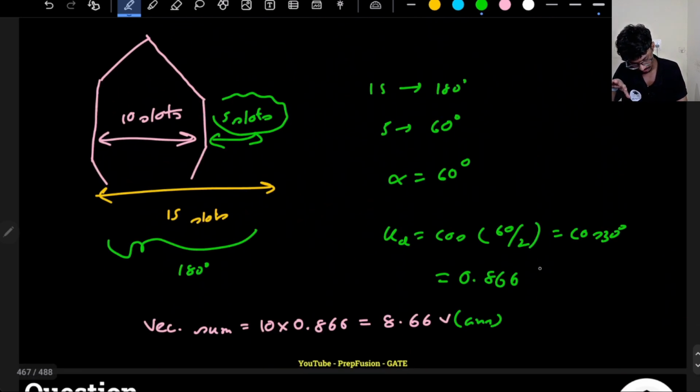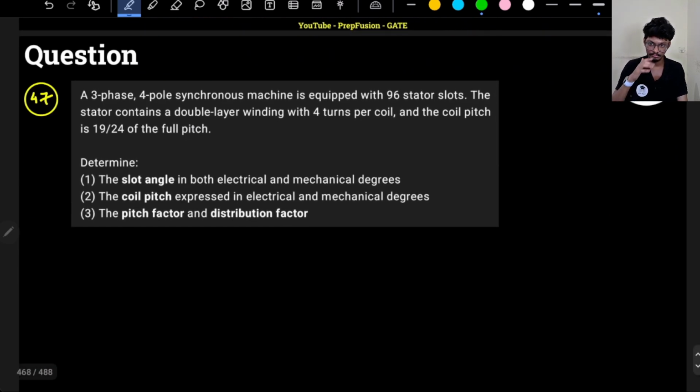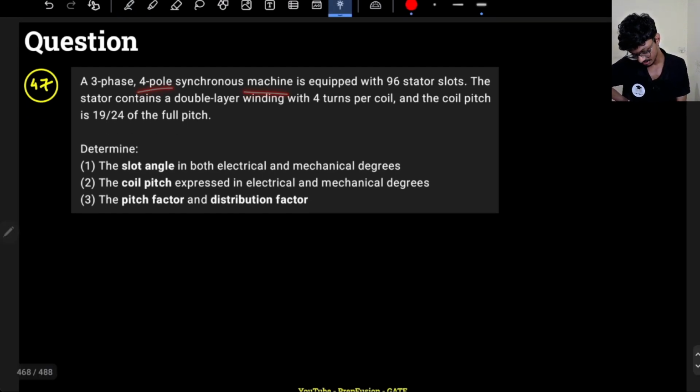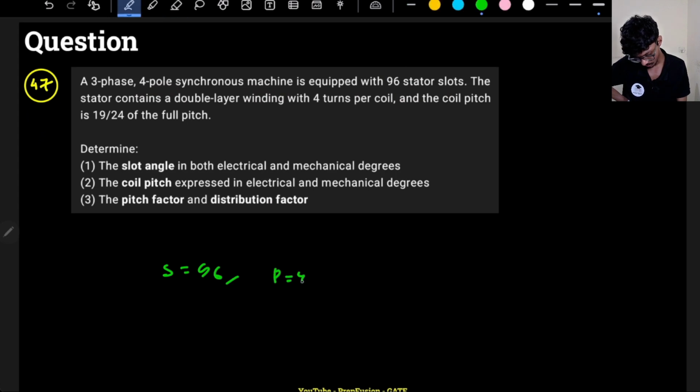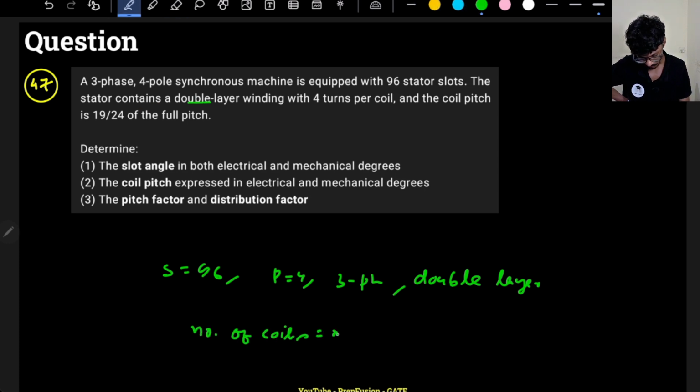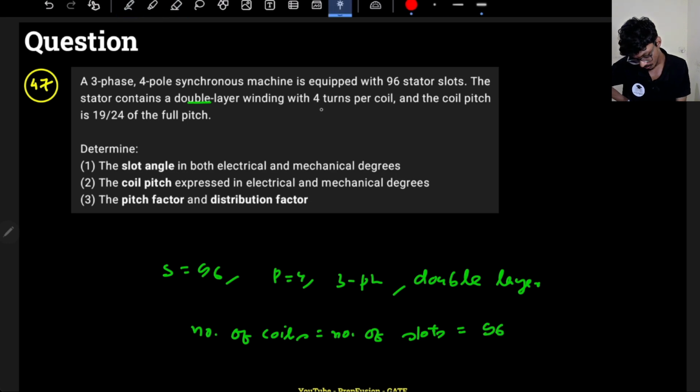Now let's move on to the next question. A 3-phase 4-pole synchronous machine is equipped with 96 stator slots. So the total number of slots is 96. It's a 4-pole machine, P is 4, 3-phase. The stator contains double layer winding. What does double layer winding mean? Double layer basically means the number of coils will be equal to the number of slots, that is 96, with 4 turns per coil.